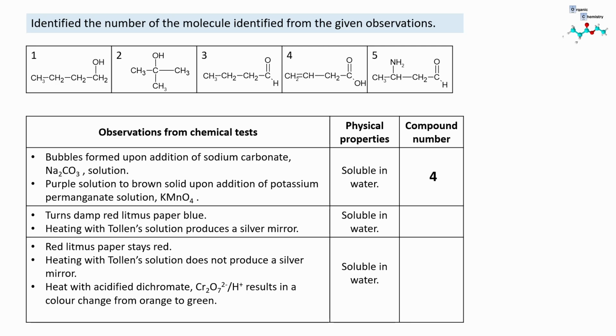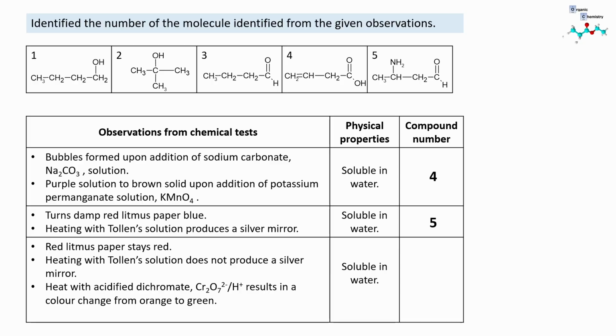It says heating with Tollens solution produces a silver mirror. Okay, so we remember that Tollens reagent or Tollens solution will only react with an aldehyde. So does 5 also have an aldehyde? Yes, it does. So this answer is going to be number 5.